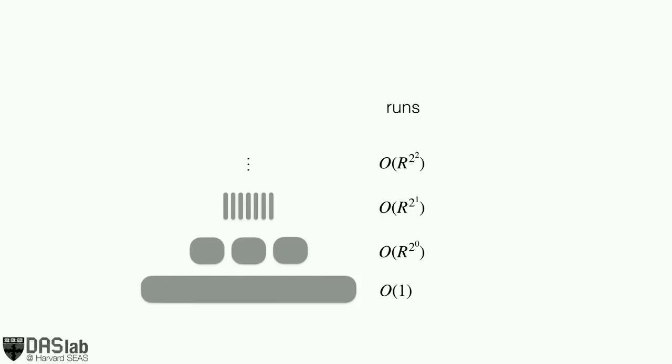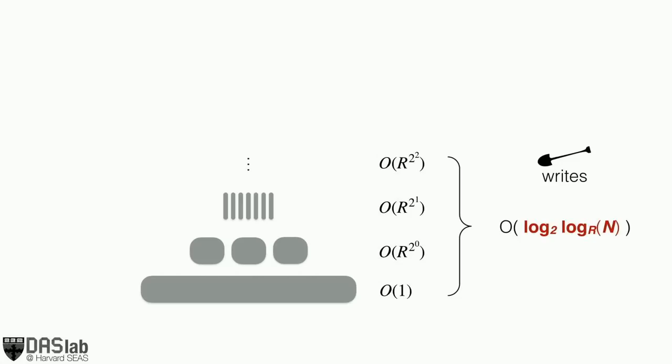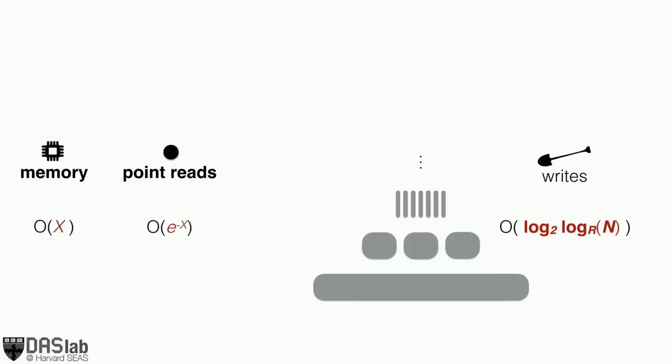Essentially, we show that by using a doubly exponentially increasing number of runs at smaller levels, we can actually get a bound of log of n, while still maintaining the same memory and point read overhead. The downside is that range reads go to being square root of n, right? So this is an optimization that's even more suitable for workloads with a lot of writes and point reads, but not so good if you have any range reads in the workload.